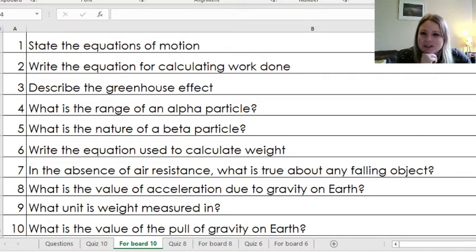Hi Year 11. So let's start today with our retrieval roulette. Pause the video, answer these in your book, and restart whenever you're ready to mark and correct them.